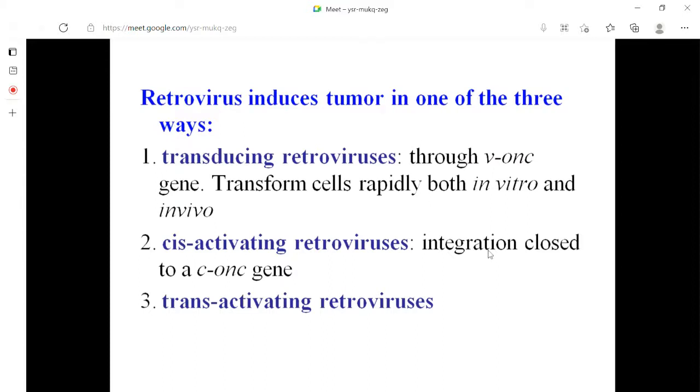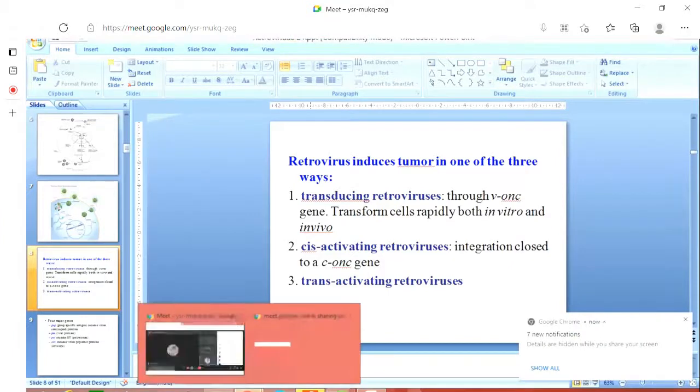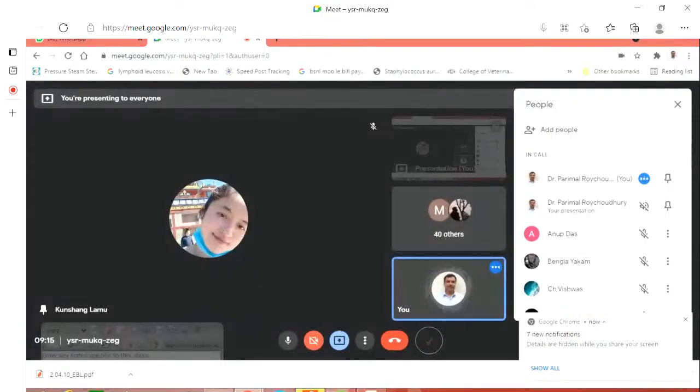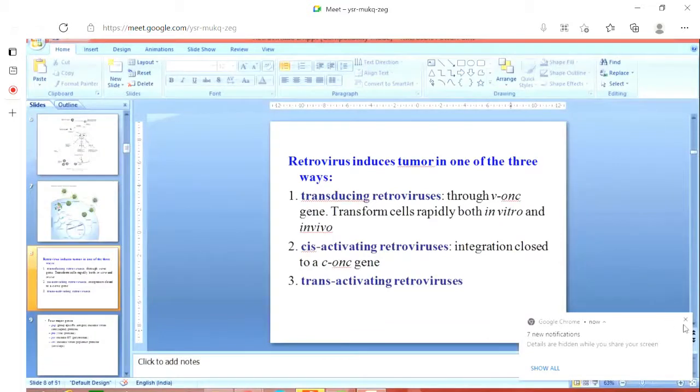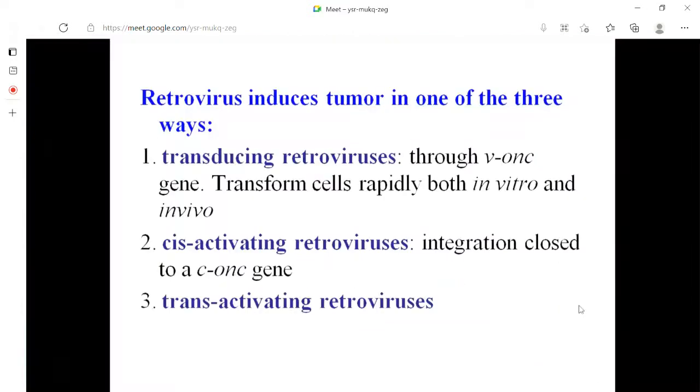There are 3 types of retroviruses. One is called transducing retroviruses. This group of retroviruses possess an oncogene called V-onc. This V-oncogene can trigger the uncontrolled proliferation of cells once it gets integrated with the host cell chromosome. And this type of retrovirus is termed a rapidly transforming retrovirus. They can produce tumor formation very rapidly.